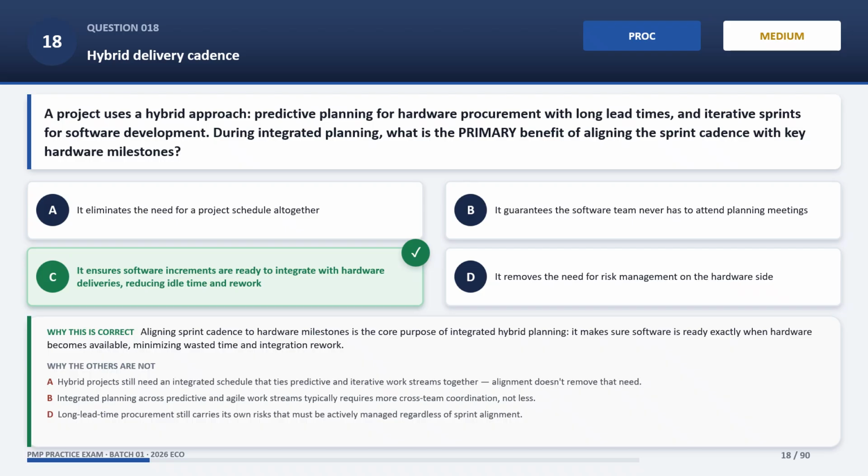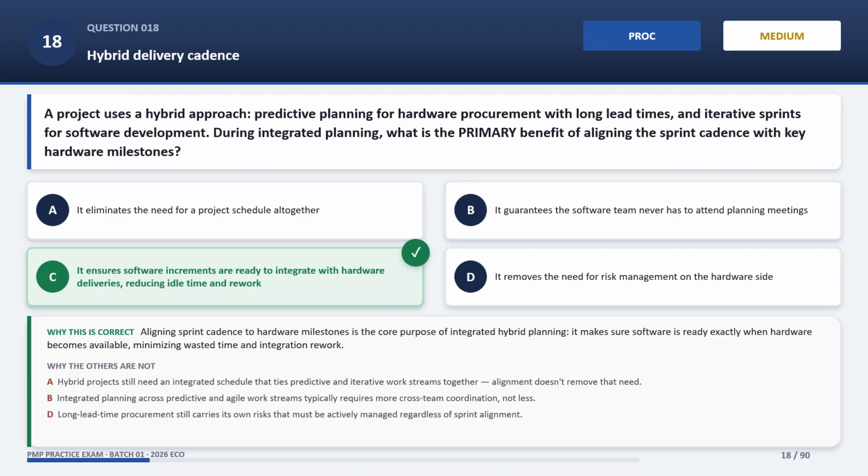Now, why the other options are wrong? It eliminates the need for a project schedule altogether is incorrect. Hybrid projects still need an integrated schedule that ties predictive and iterative work streams together. Alignment doesn't remove that need.